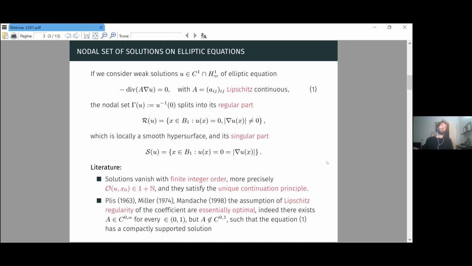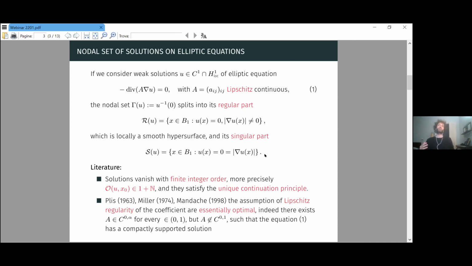When you look at the literature, usually you can find results about solutions. In the easiest case, you find results about solutions of this kind of equation, so a homogeneous equation. If you take a solution of a divergence form equation and the coefficients are elliptic and Lipschitz, you can say that the nodal set splits into two parts. In one part, you have regularity. You suppose that the regular set is the set where the gradient is different from zero, and you call it the regular part since it is regular by the implicit function theorem. The other part is the singular one, where the gradient is equal to zero.